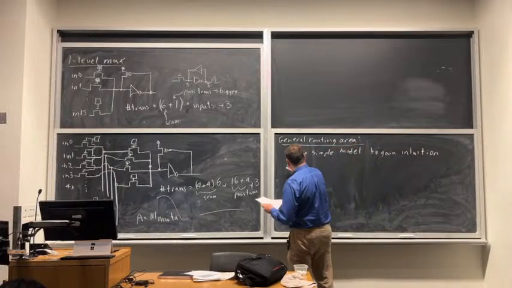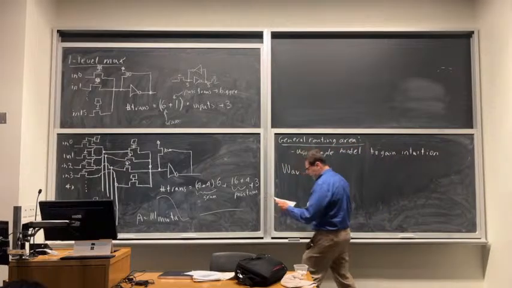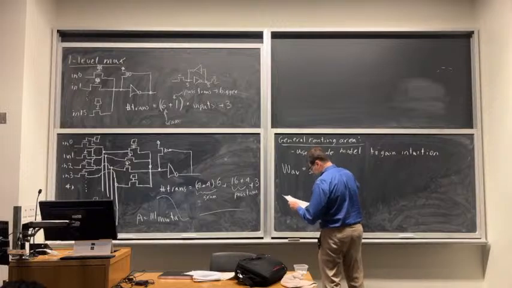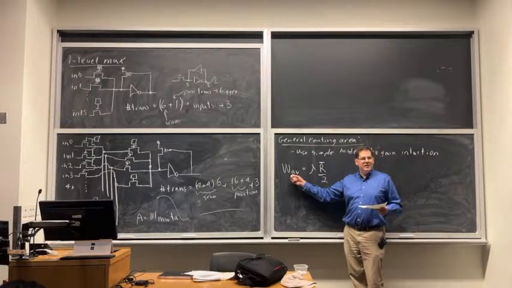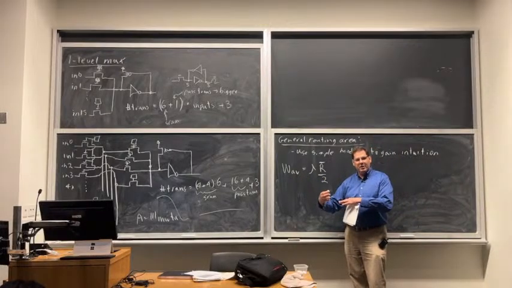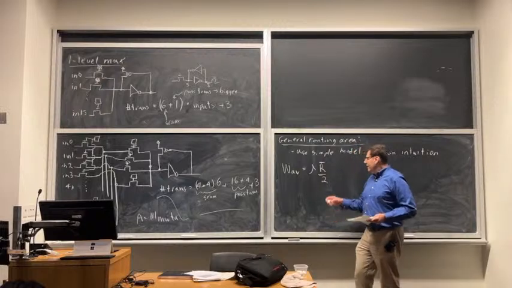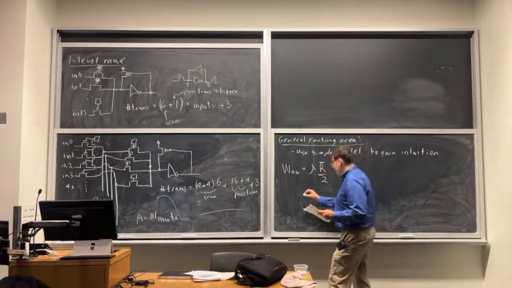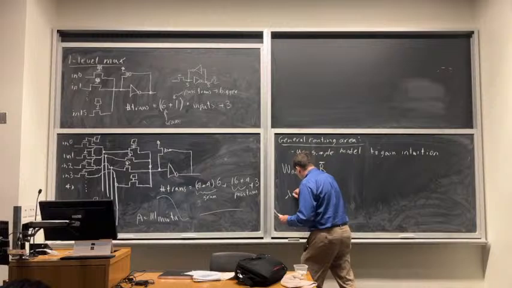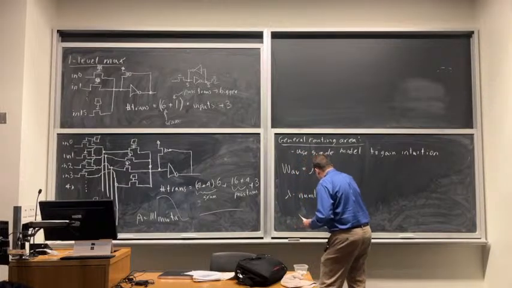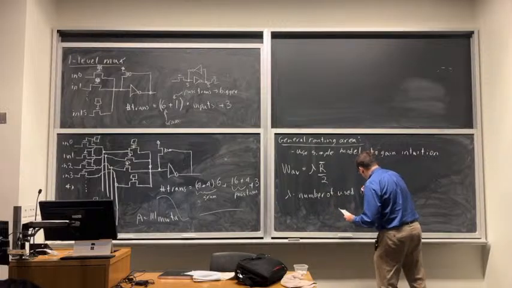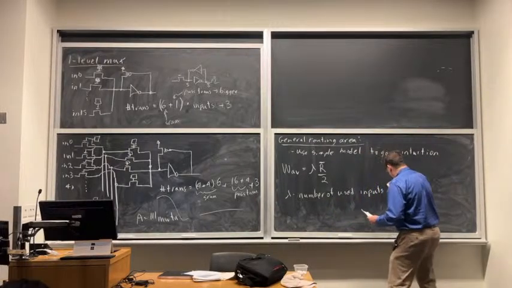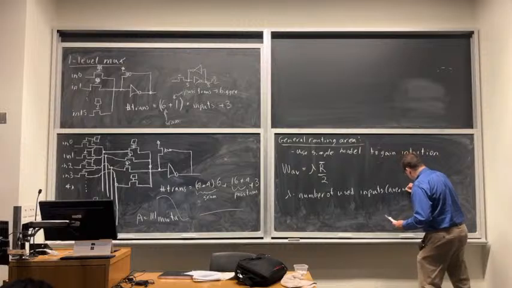Okay, so an equation that helps us with that is this one. Okay, so W average, this is the average channel width that I need. It's the average number of wires per routing channel that I'm going to use, is equal to lambda, and I have to define these. So lambda is the number of used inputs, and it's an average, per block.